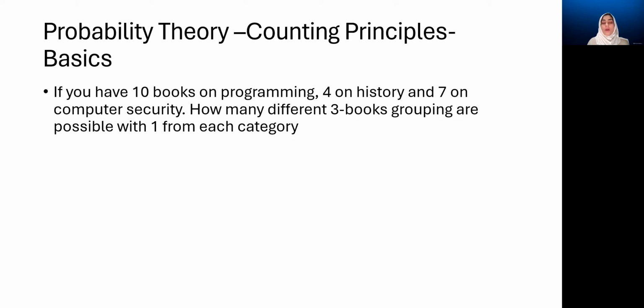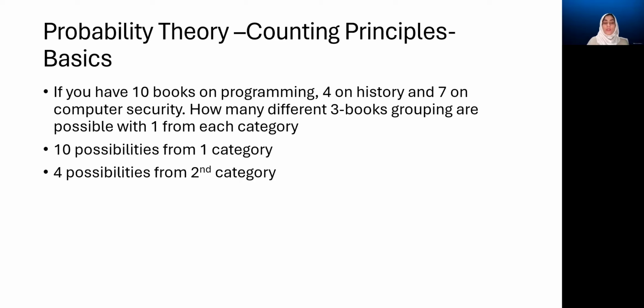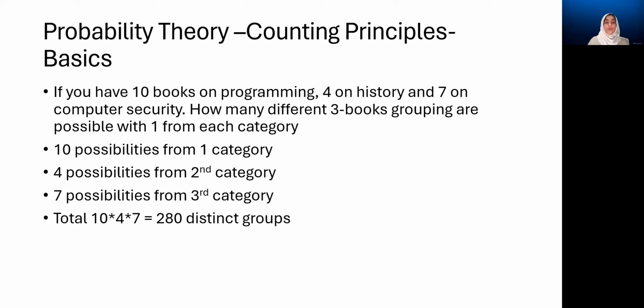But there are 10 options for the books on programming, 4 in the second category, and 7 in the third category. So 10 possibilities from the first category. For each of these 10 possibilities, there are 4 possibilities from the second category. So if you select one of those 10 books, for every book that you might select, there are 4 possibilities for the second category from which you can select a book. And for the third one, there are again 7 possibilities. So this gives you 10 times 4 times 7 equals 280 distinct groupings containing 3 books, 1 from each category.